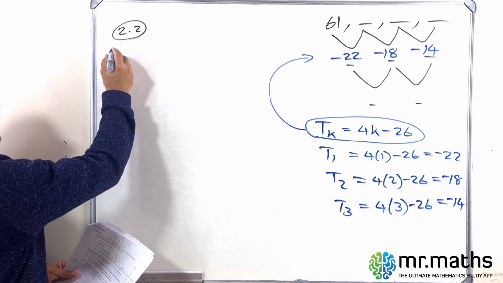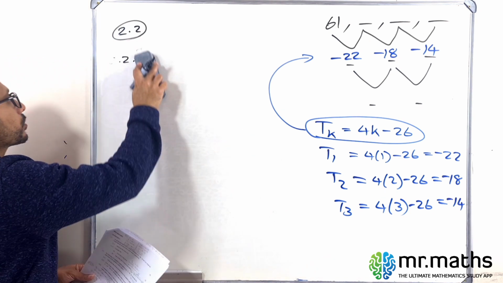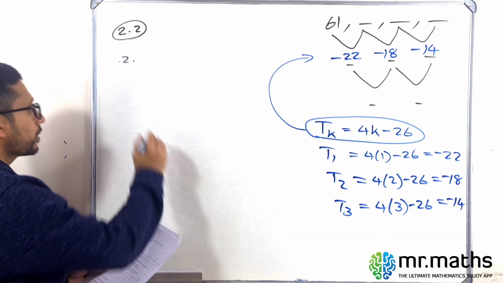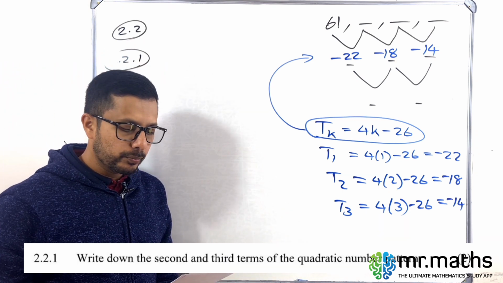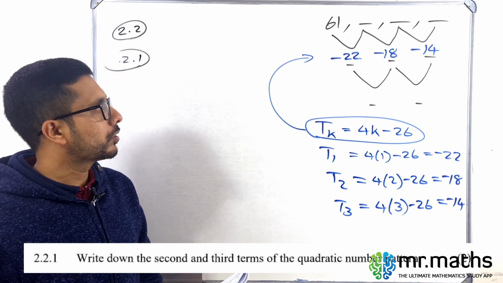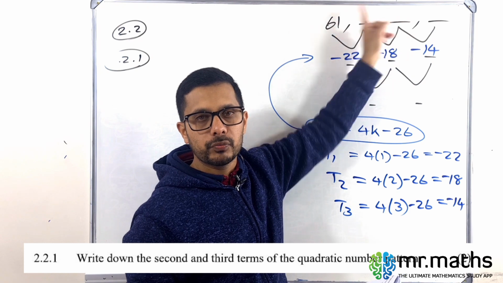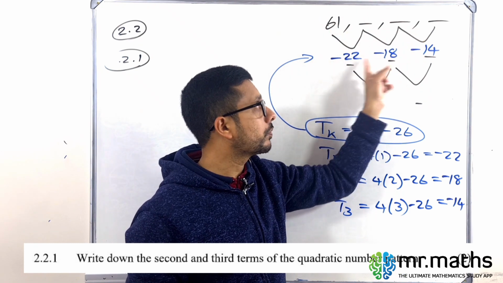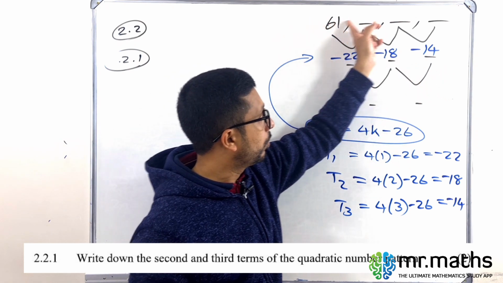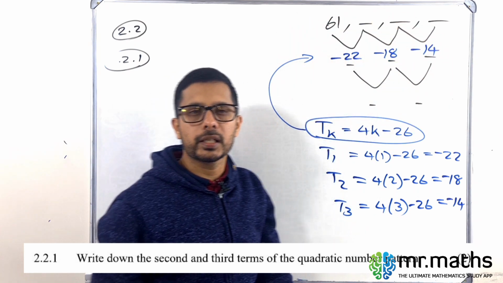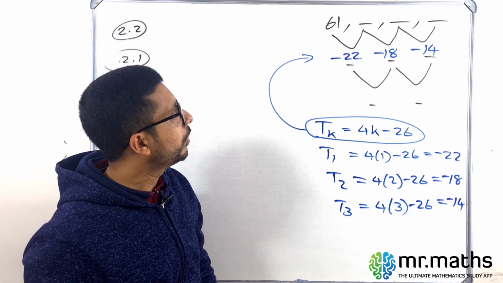Anyway, let's see. What is the first question? 2.2.1. Look at that question. If we want the second difference, we can find it. So 2.2.1, what is the question there? Write down the second and the third terms of the quadratic number pattern. So here you have to find the second term and the third term of this quadratic number pattern, not the first difference. The quadratic number pattern is this one. What is the second term and the third term? So how can you find them? You know how to find.